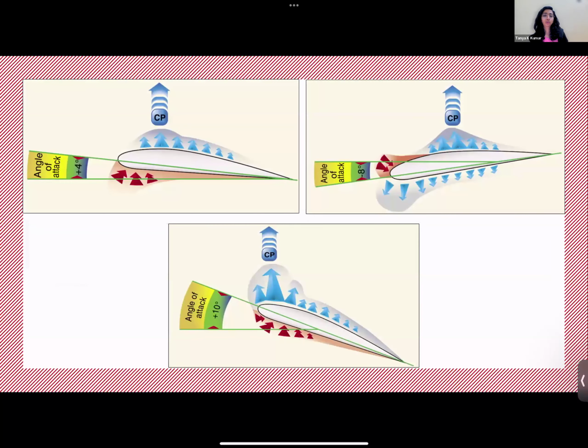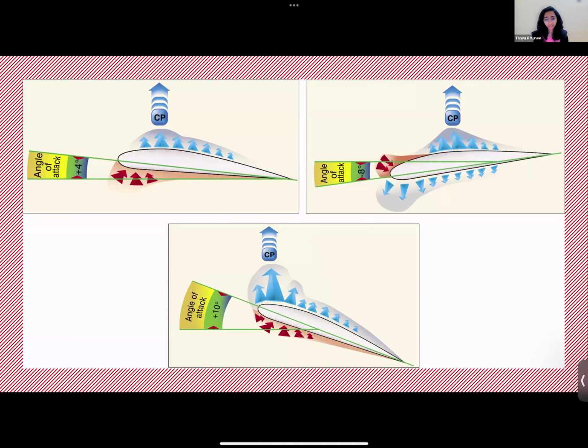They show you three different angles of attack witnessed by the same airfoil. So one is at +4 degrees, one is at -8, and one is at +10. So when it is at +4, you see the pressure profile, right? Above it is negative pressure, below it is positive. And when you reduce the angle of attack, you see that the entire pressure concentration moves towards the trailing edge. So the center of the distribution of pressure would move towards the trailing edge.